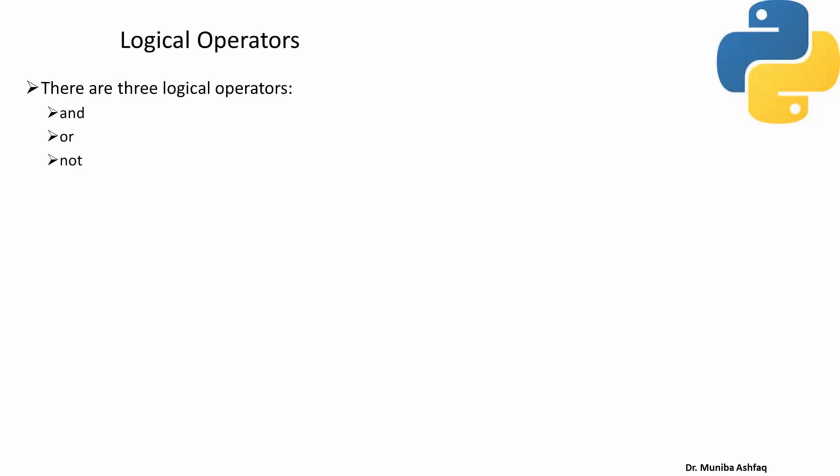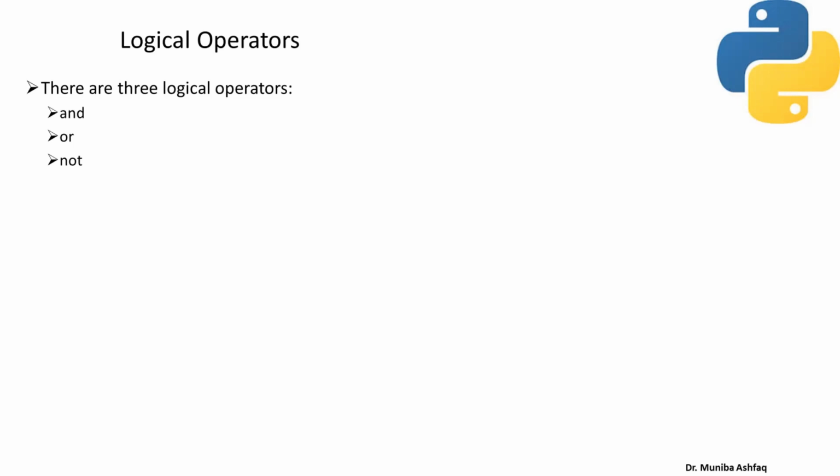Now come towards OR, where we have the same Boolean expressions. If one of the results is true, we get true. So 0 or 1 results in 1, 1 or 0 results in 1, 0 or 0 gives 0, and 1 or 1 gives 1. This is how it works: if either one of the operands, or one of the results out of the Boolean expressions, is 1, the final result would be 1, or you can say true.